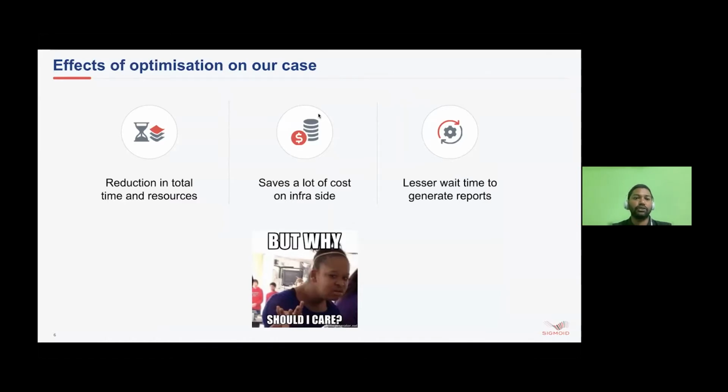So there is reduction in total time and resources. Now the user can download the reports or visualize the data in less time, and the resources that were used to create that data were reduced, right? And we saved a lot of cost on our infra side. It was more than $100 per day that we saved on our infra side, and the users had less wait time.